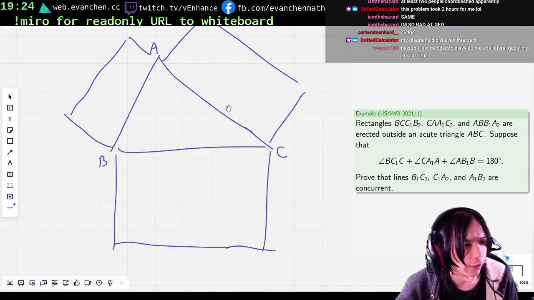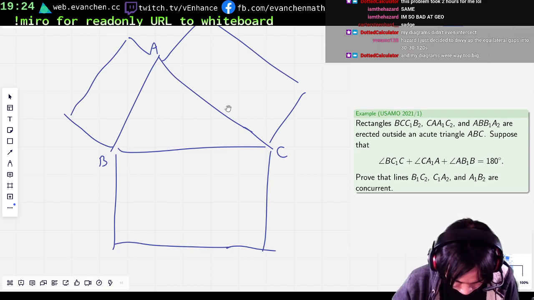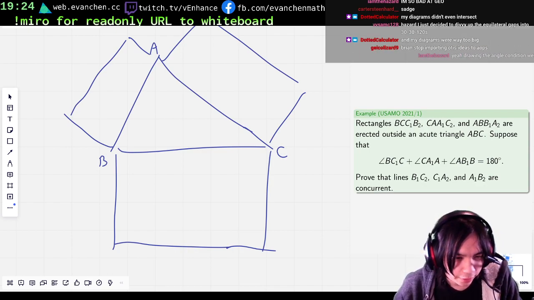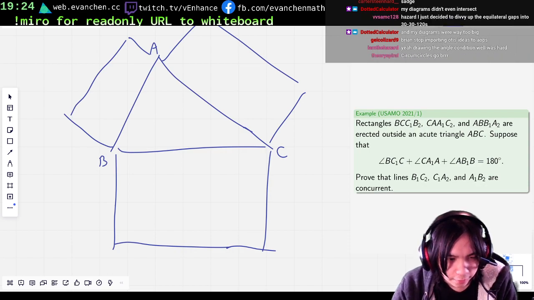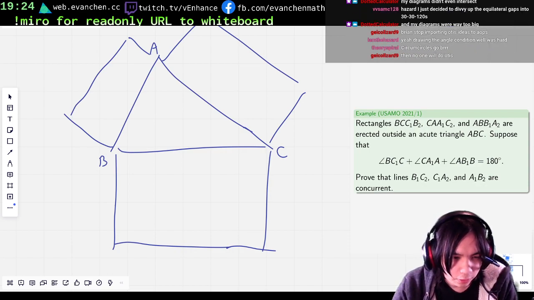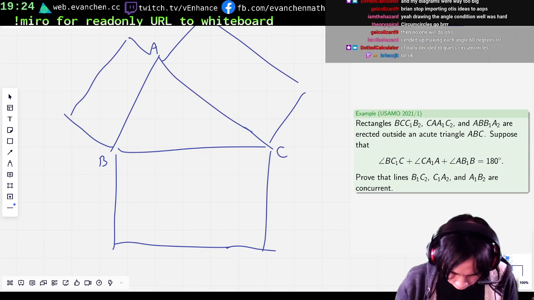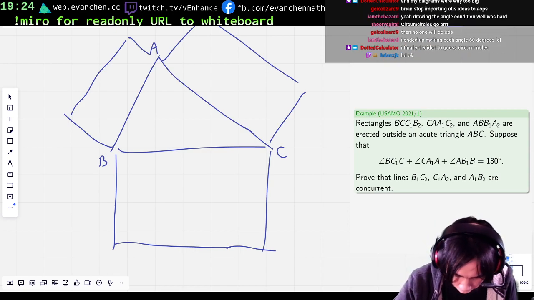Alright, so you have these rectangles. Anyways, the angle condition tells you something. It tells you the circumcircles of rectangles are concurrent. That's sort of what the angle condition does.